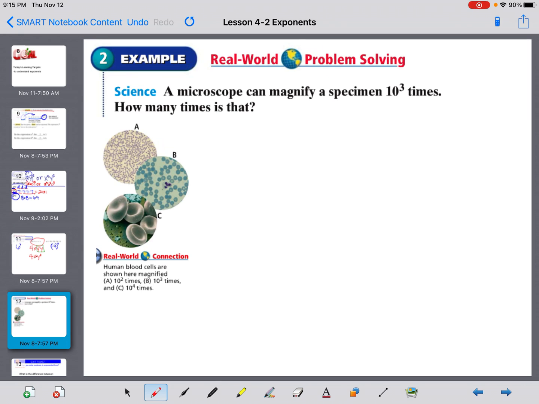If you know someone, my aunt does this. She draws blood and then they bring it to the lab and they look at it under a microscope. Turns out this microscope, 10 to the third. How many times is that? 3 tens. But don't stop there. Two things happened. We expanded it out, and now we want to find the value.